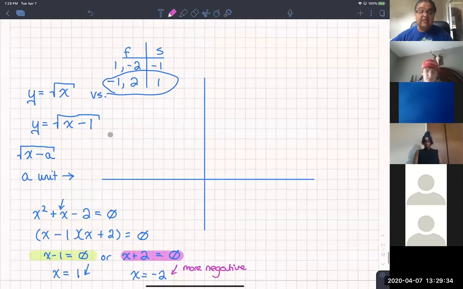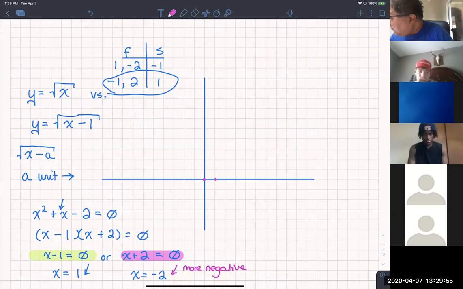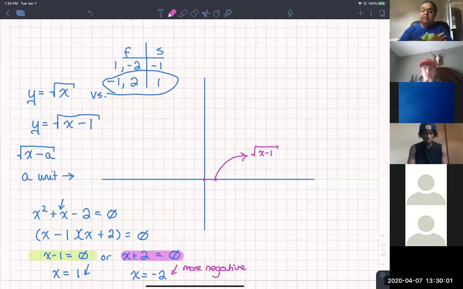Okay. So this is why the graph will move to the right: subtracting from x makes it more positive, adding to x makes it more negative. Negative is left, positive is right. So this graph right here, -1. Instead of starting at 0, 0, it will move right one unit and it'll go up like that. Does that make sense?